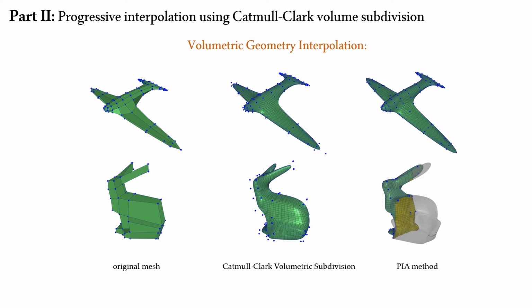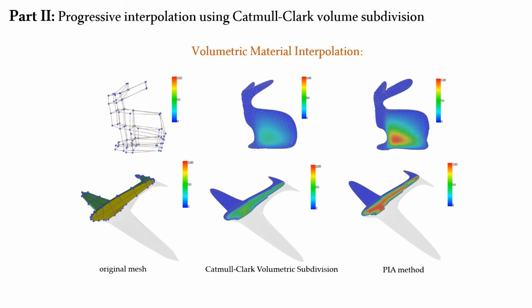Not only geometry interpolation, our method is also able to realize material interpolation. Here, different colors mean different materials. Our PIA method can interpolate the material values at the vertices of the input model.